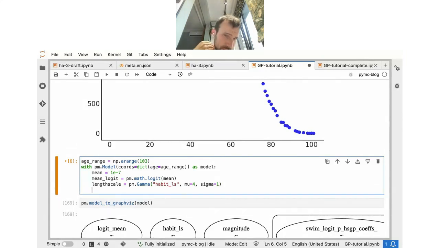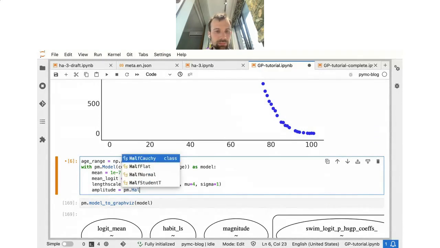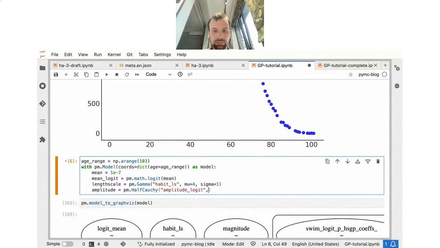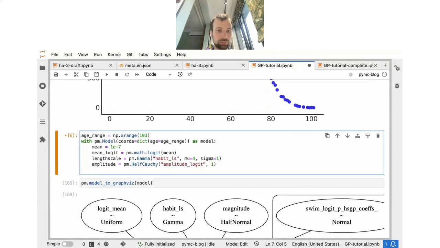We also need variability, and just for variability, I don't have an idea about how it would look in the log space. So I put a really non-informative prior there. Let's use half Cauchy and see how it goes. And that allows us to specify the kernel. And we will use just a standard one.